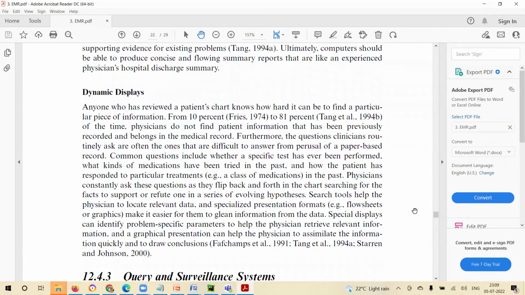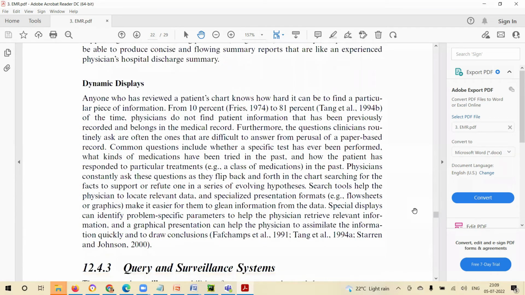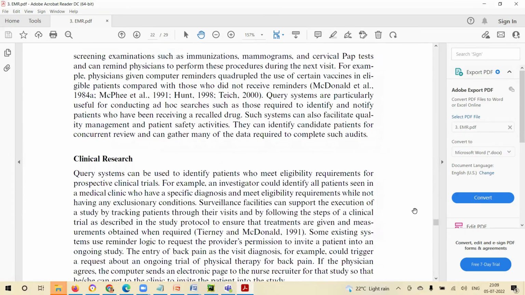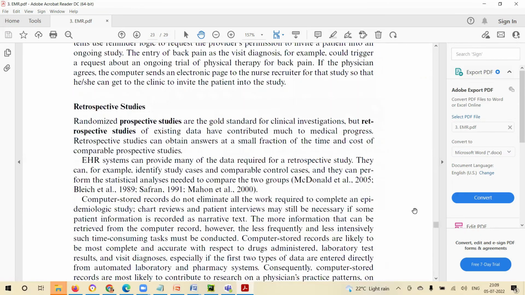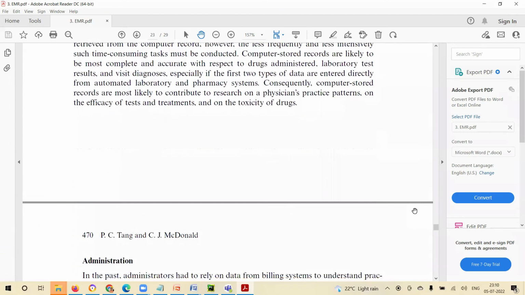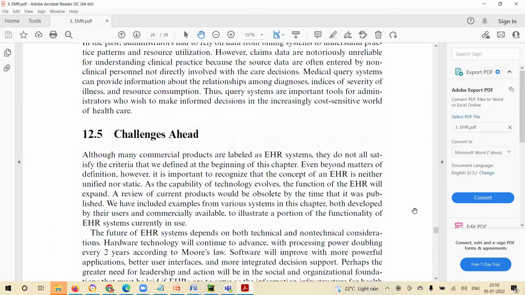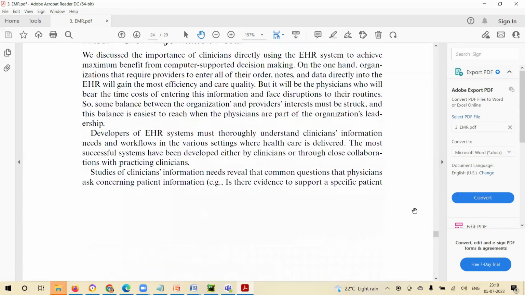Dynamic displays based on your login, right? Every login will be part of a group. So when you log in, the system knows which group you belong to and will know what access you need to have. Based on that only, you will be able to get that access. Okay. Clinical research, administration, and what are the challenges.